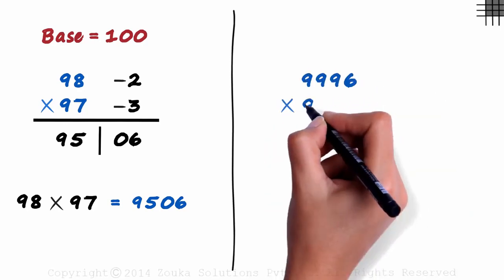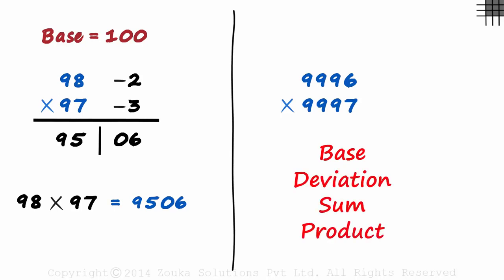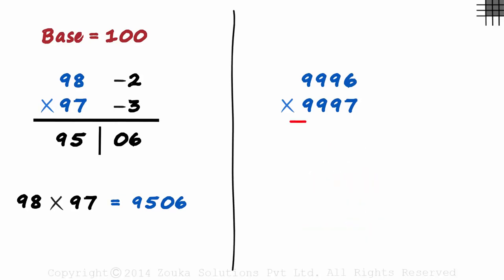9996 times 9997. Why don't you try this? Remember the 4 simple steps. Find the base, find the deviation, find the sum, and find the product. I give you 10 seconds.